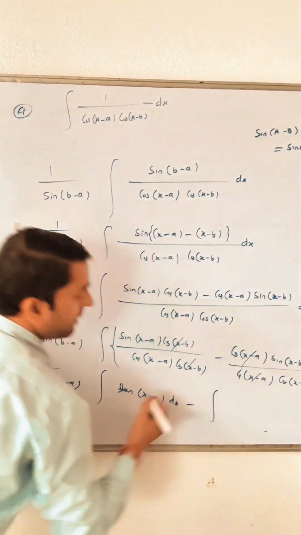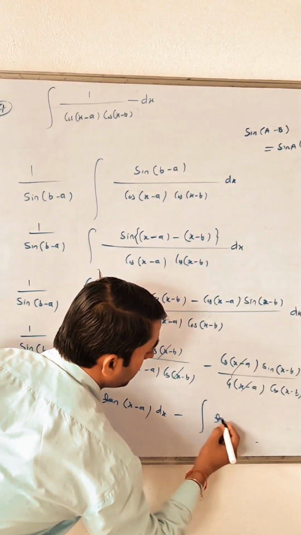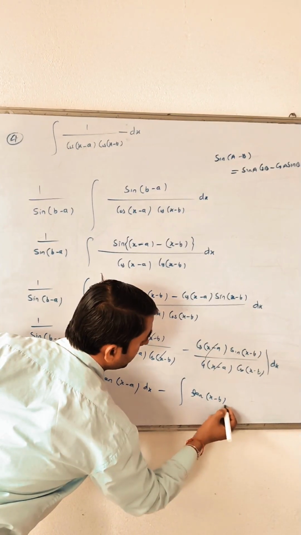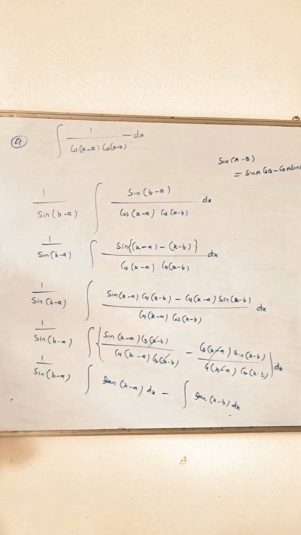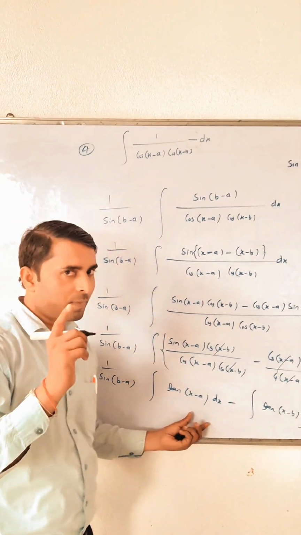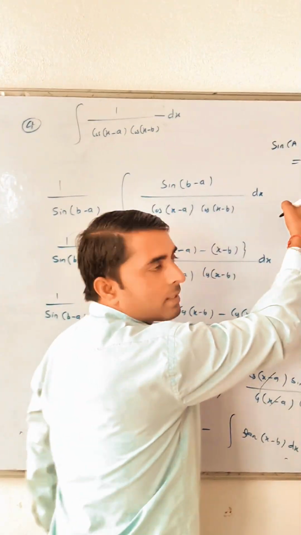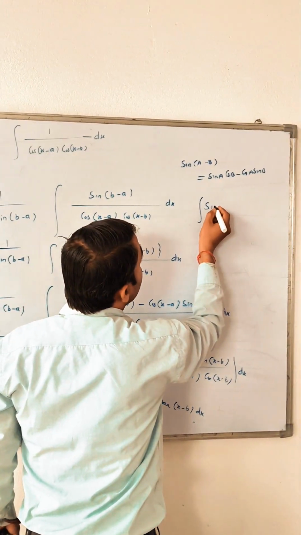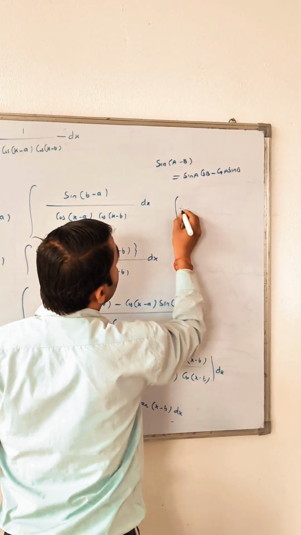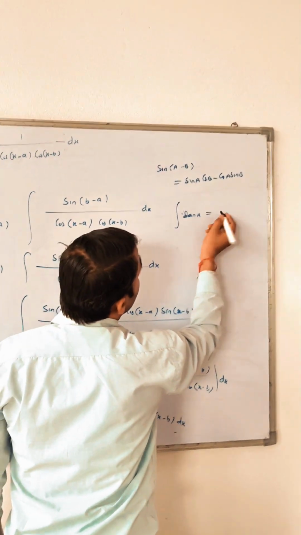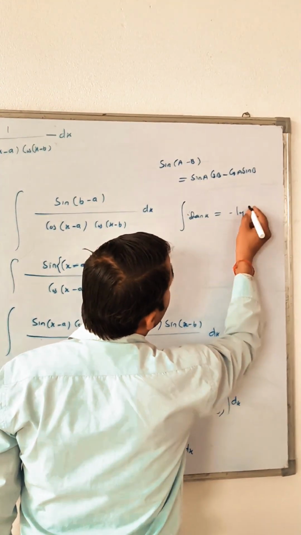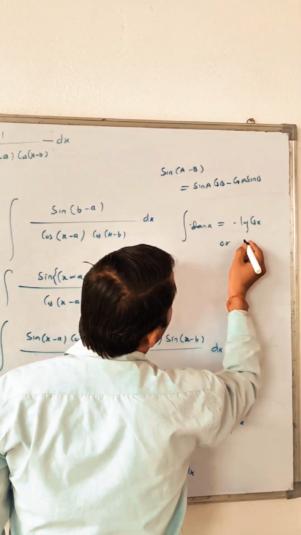Now the remaining part is 1 by sin(b minus a) integration of tan(x minus a) dx, and open the bracket, minus tan(x minus b) dx, and use the formula of tan(x minus a) and also tan(x minus b). All students know about this.